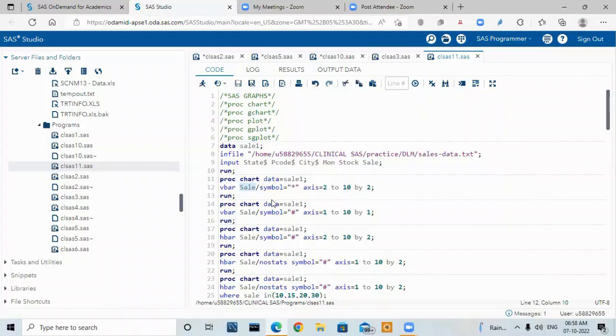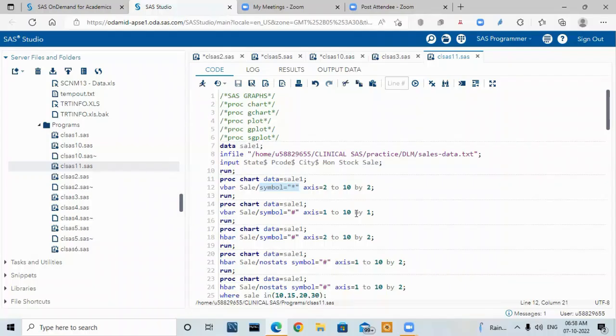Variable sale. While drawing the graph, we want to use a symbol, the symbol asterisk. We are using the star shape. Symbols are there on your computer and on your phone, you can check there. The star shape sign is known as asterisk. So we are using the asterisk here for drawing the graph.